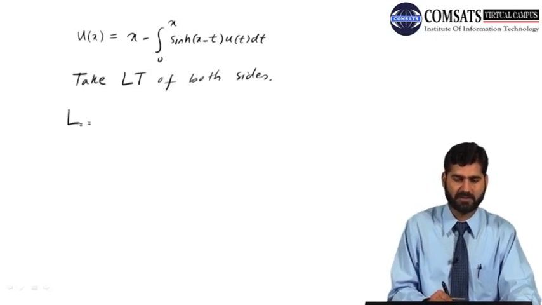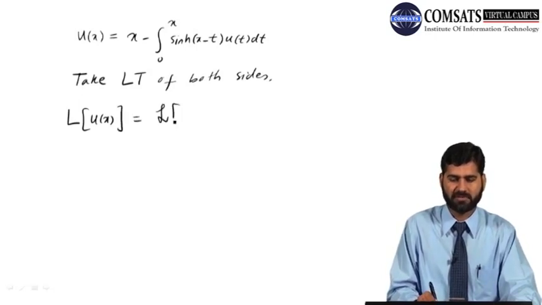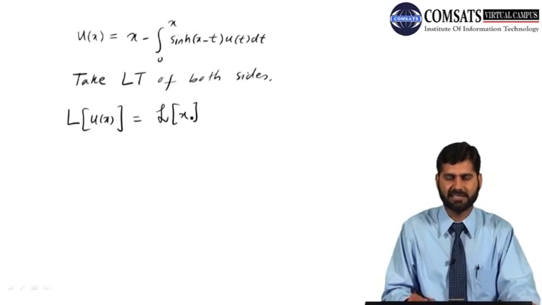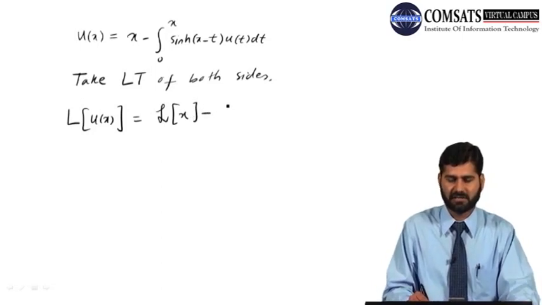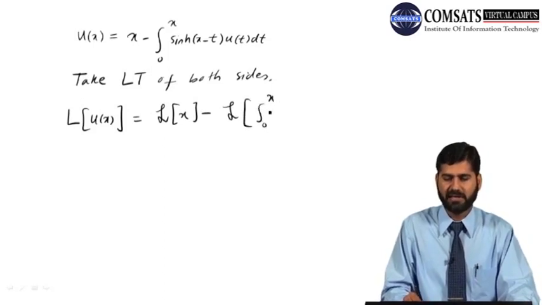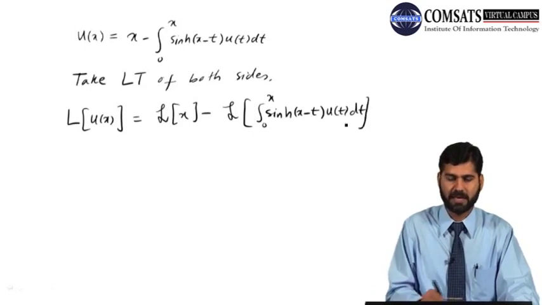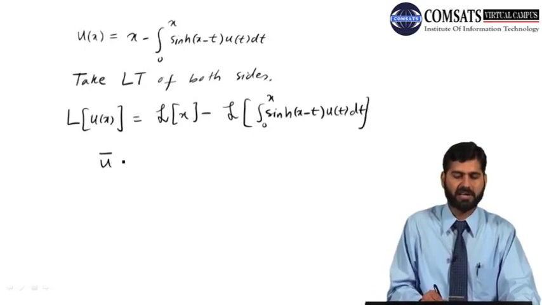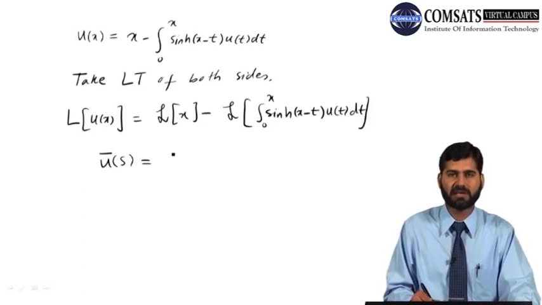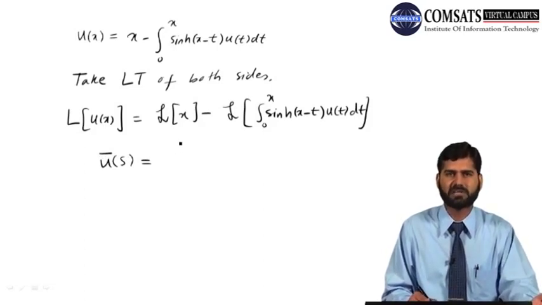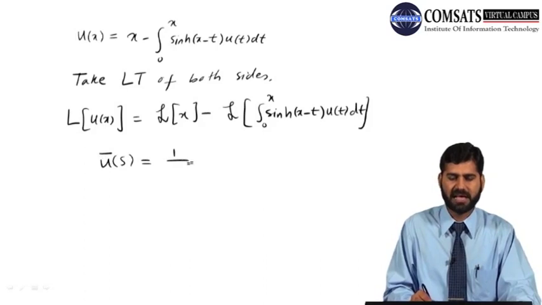All right, so Laplace transform of u of x is equal to Laplace transform of x. You can consider x as t now, right? And Laplace transform of this whole integral. And again, you have a difference kernel here. That's why you are not getting any problems taking the Laplace transform. Let's call the Laplace transform again u bar of s. So this Laplace transform of x, it is t now. What was Laplace transform of t? It was 1 over s to the power 1 plus 1. So it was 1 over s square.